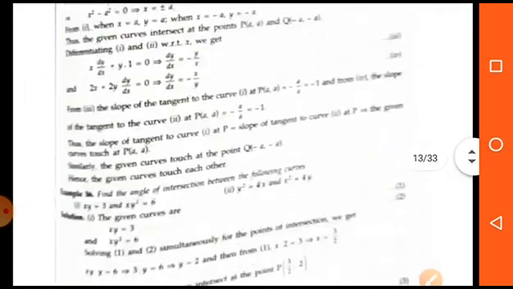So these are the examples of tangent and normal. Clear?